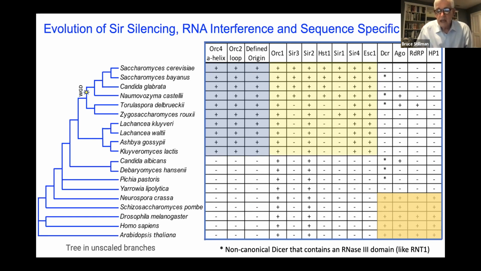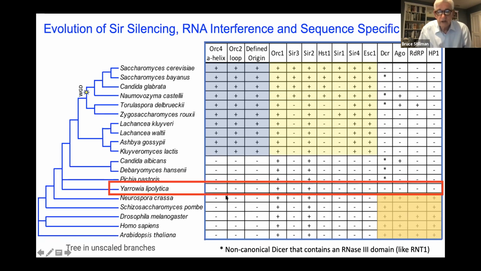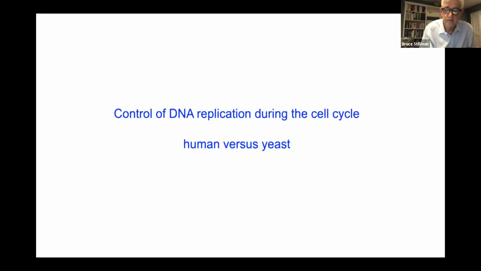And there is a transition here. These species have lost the Argonaute and Dicer. Some of these species, such as these, have remnants of Dicer that is still functional, for Candida, for instance. But there's an interesting one, which is Yarrowia lipolytica, that does not have SIR4, and it doesn't have RNAi, it doesn't have sequence-specific origins. And a graduate student in my laboratory is studying the replication of Yarrowia lipolytica, because, as you'll see, we think this is going to be more like human cells than Saccharomyces.